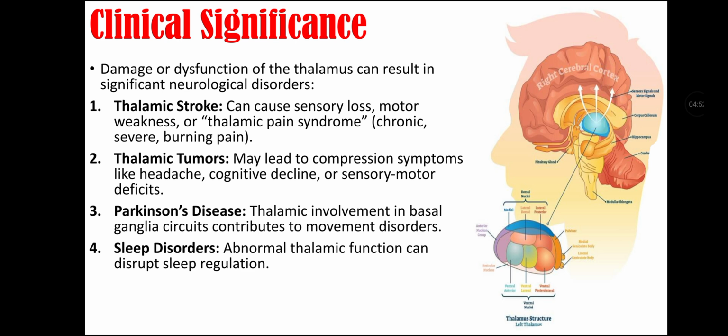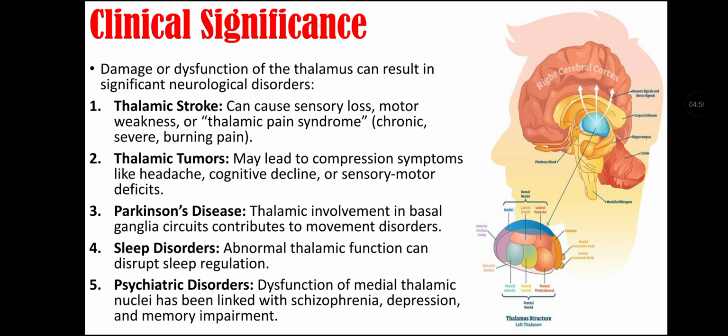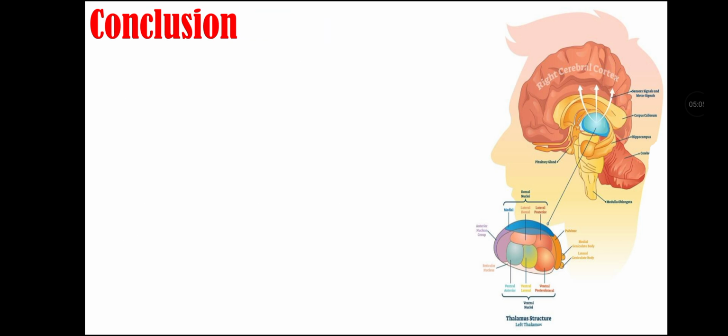Fourth significance is sleep disorders, as abnormal thalamic function can disrupt sleep regulation. Fifth significance is psychiatric disorders, as dysfunction of medial thalamic nuclei has been linked with schizophrenia, depression, and memory impairment.